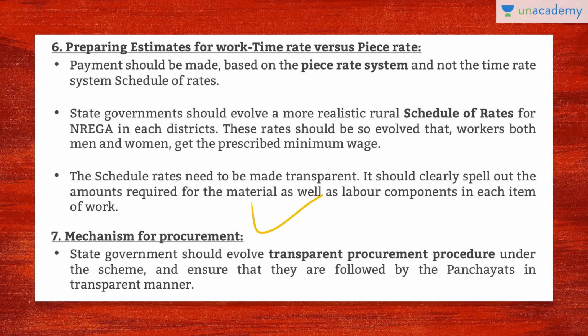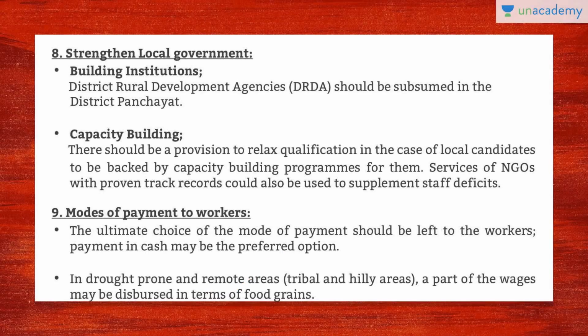Then seventh is mechanism for procurement. So state governments have to evolve a transparent procurement process under the scheme, and they have to ensure that it is followed by the panchayats in a very transparent manner so that there is no scope for corruption. Then the eighth point is strengthening local government. So build institutions like DRDA, that is District Rural Development Agencies, and they should be subsumed in district panchayats. Then capacity building. So there should be a provision to relax qualifications in the case of local candidates because they can implement it better, and it should be backed by training programs, capacity building programs, and services of NGOs with proven track records could also be used to supplement staff deficits.